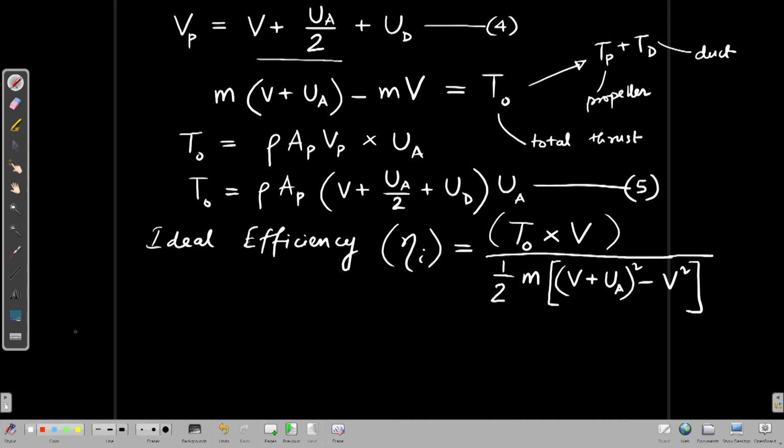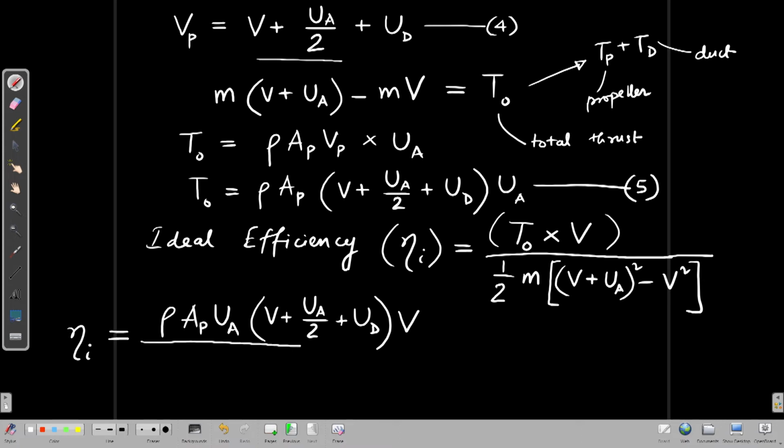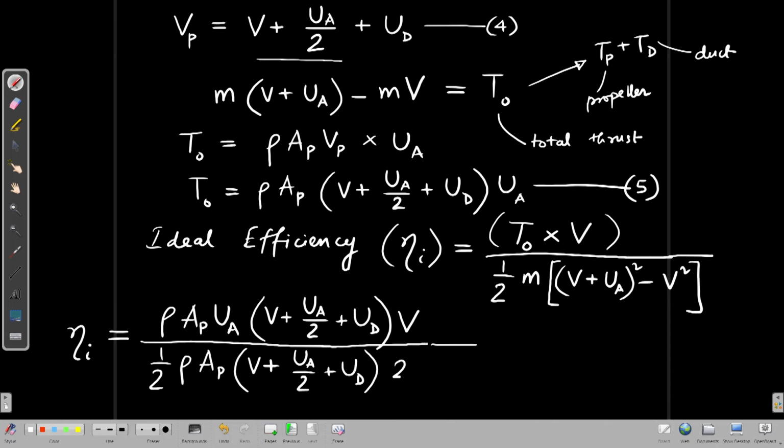Now, if we substitute the values of T and m, we can write eta I as rho AP UA into V plus UA by 2 plus UD into V by half mass, which is AP multiplied by the velocity through the propeller disc V plus UA by 2 plus UD into (V plus UA) whole square minus V square, which is 2 V UA plus UA square.